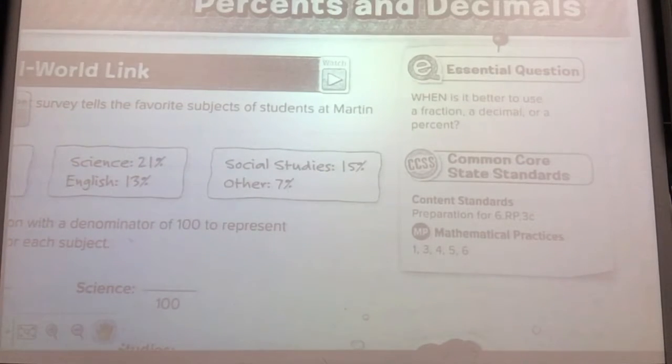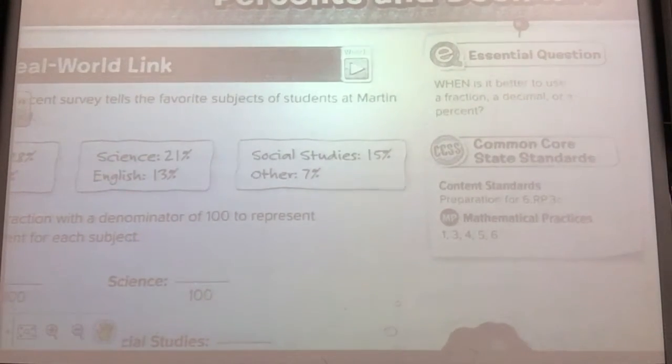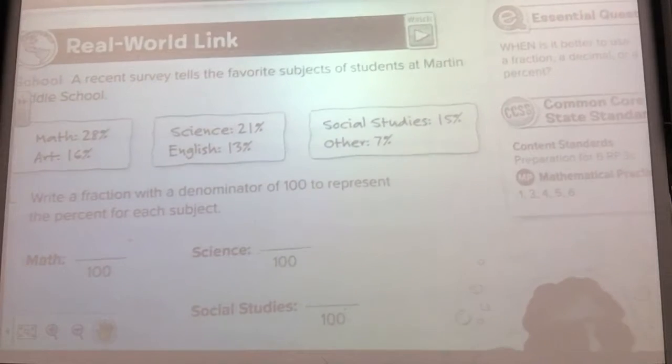So again, first of all, our essential question: when is it better to use a fraction, decimal, or percent? And we are looking at our standard 6.RP.3c. We are making decimals into percents and percents into decimals today. I think you're going to like this lesson once you get used to it. To me, this is the easiest part of decimals and percents. It doesn't take a lot of brain work as long as you remember one thing that I'm going to teach you here in just a little bit.